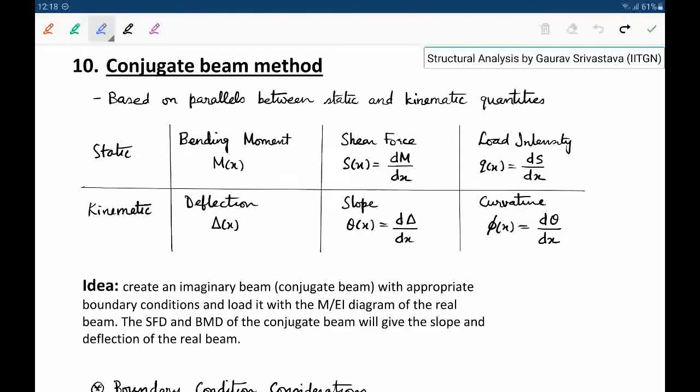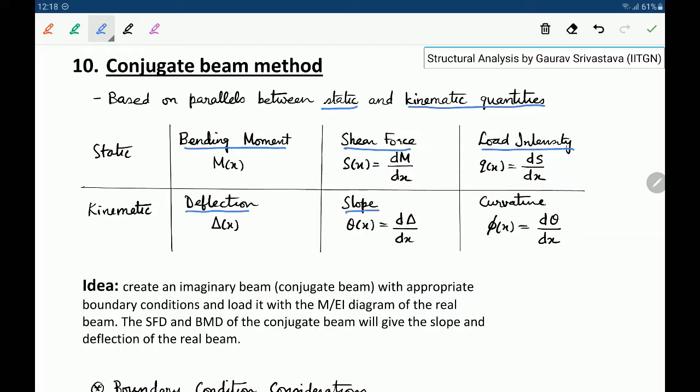In this session, we will talk about the conjugate beam method. This is a very interesting method which is based on parallels between the static and the kinematic quantities of a beam. The static quantities are force-like quantities, for example, the bending moment, the shear force, and the load intensity. And the kinematic quantities are the deflection-like quantities, like the deflection, slope, or curvature. So these are the geometric properties of a beam, in a way.